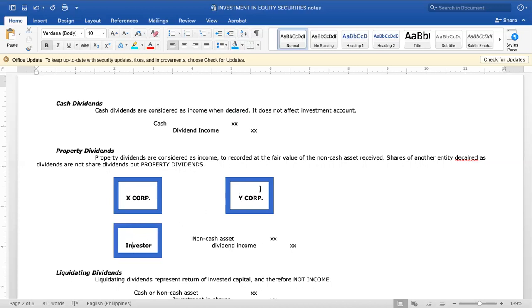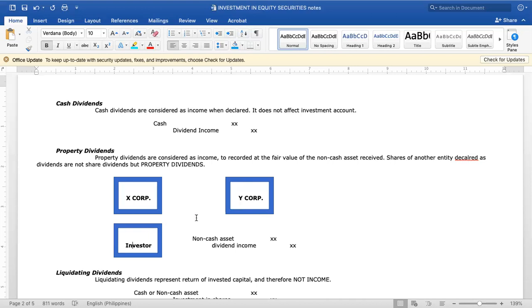So unsay accounting nato atong shares nga gihatag ni X Corp nagikan kang Y Corp? Kumbaga share ni X Corp sa Y Corp, mao ang gihatag niya sa ato. So katong shares, di ba, shares of another entity declared as dividends are not share dividends but property dividends. Therefore, the share of Y Corp owned by X Corp gihatag ni X Corp sa ato. So here we account the transaction as property dividends.